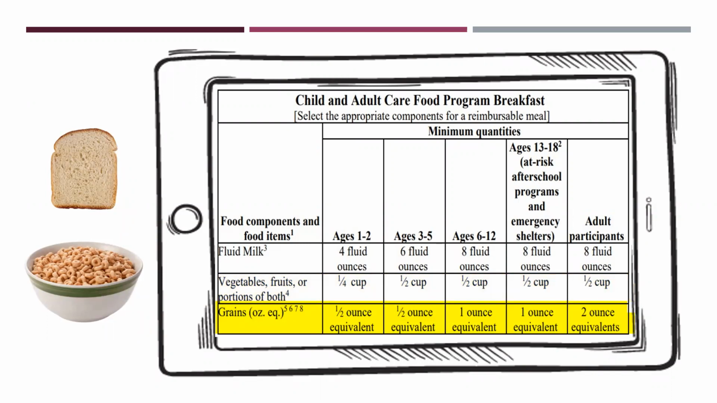The third component that needs to be offered at breakfast is grains. You recall from our previous discussion that at least 1 serving per day across all eating occasions must be whole grain rich. Minimum serving sizes for grains is 1/2 ounce equivalent for ages 1 to 5, 1 ounce equivalent ages 6 through 18, and 2 ounce equivalent for adult participants.